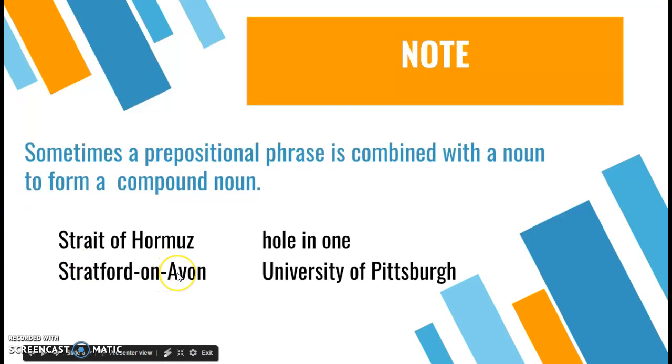You actually call it the Strait of Hormuz. Same thing with Stratford-on-Avon, which is where William Shakespeare was. Stratford-on-Avon is the location. On Avon is a prepositional phrase, but this is the proper noun of the place, so you would say it all. Same thing with hole-in-one. Those of you who are golfers or have seen golf before, if you're lucky enough to get a hole-in-one, in-one is a prepositional phrase, but this whole thing is what we call that, so it's a compound noun. University of Pittsburgh, University of Missouri, all of those things that are the complete proper noun might have little prepositional phrases in it.